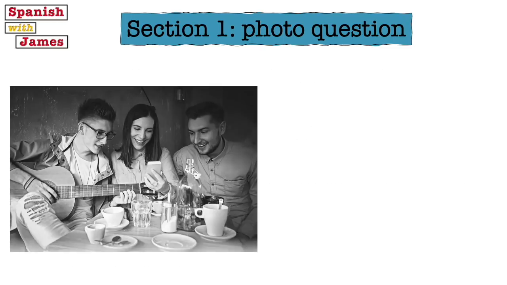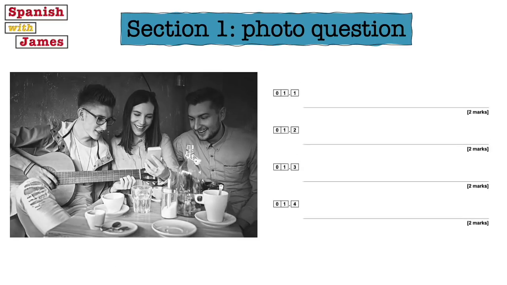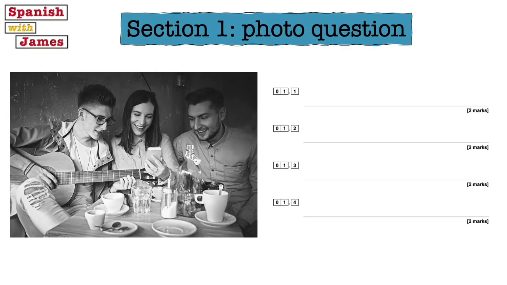Now, if we were confronted with this picture, this is what the exam sheet looks like. So 1.1, 1.2, 1.3, 1.4, each statement worth 2 marks. So we look at the picture, there's quite a lot we could say about this one. We could talk about their clothes, we could physically describe them, we could talk about what they're doing, we could talk about their emotions, they look quite happy.